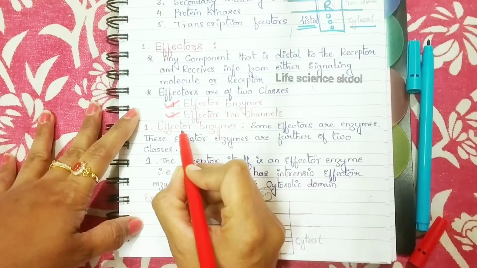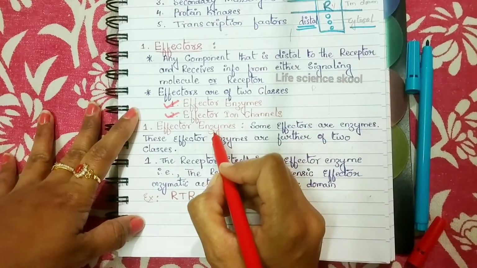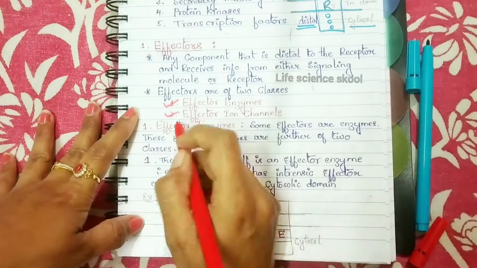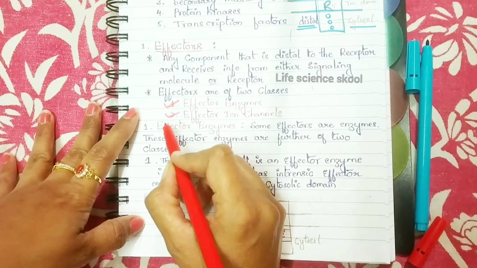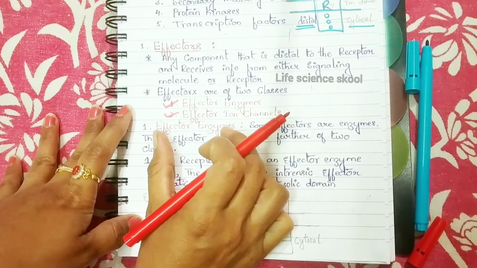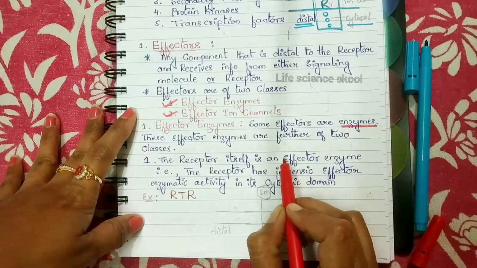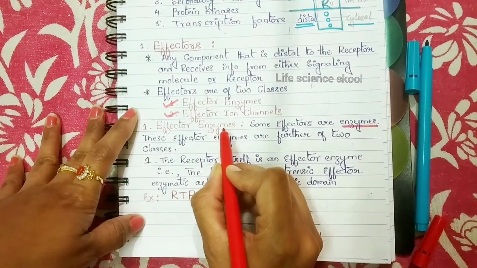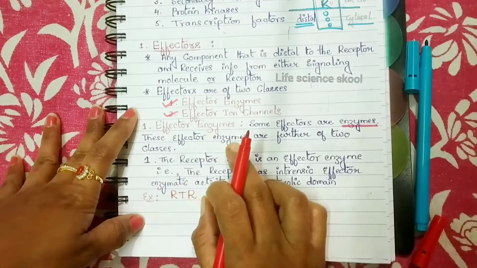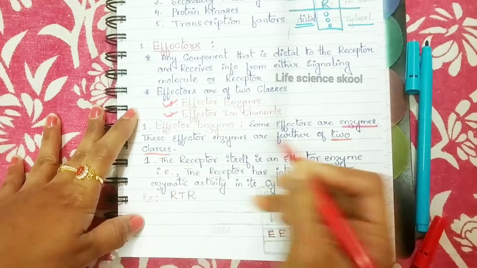We know that an effector is a signaling mediator, and we know what enzymes are. Some of these signaling mediators, that is effectors, are enzymes. That's why they are named effector enzymes. Very easy: some effectors are enzymes, and those kinds of enzymes are called effector enzymes. These effector enzymes are again further divided into two classes.